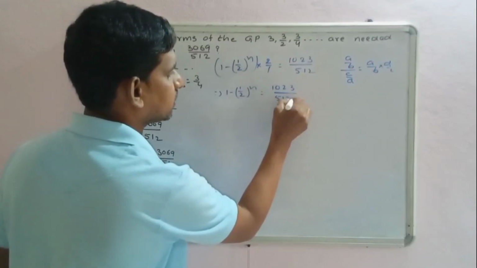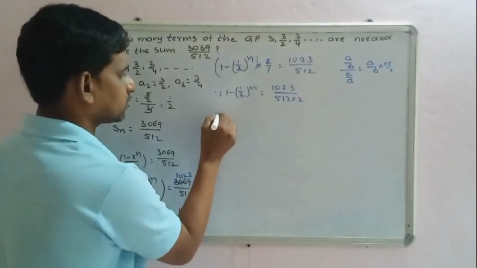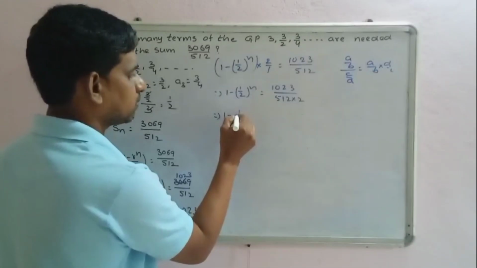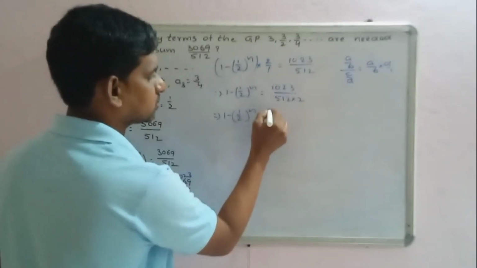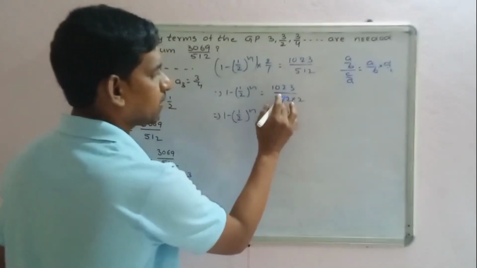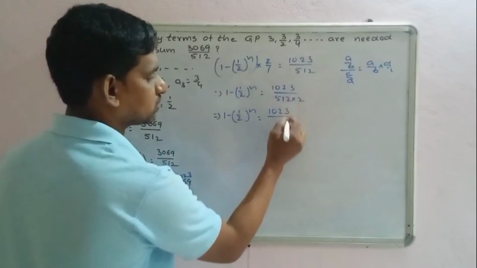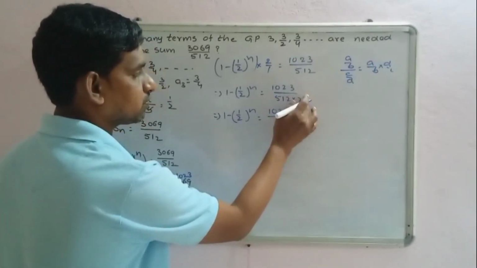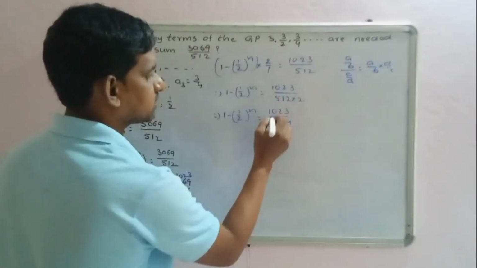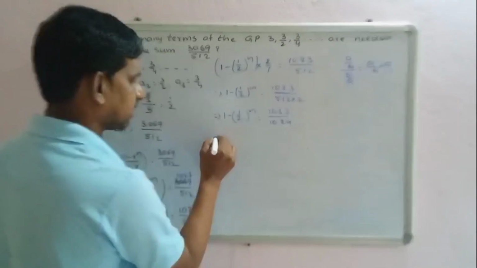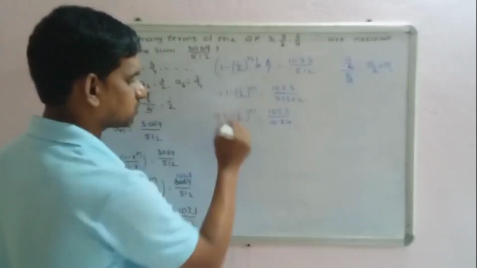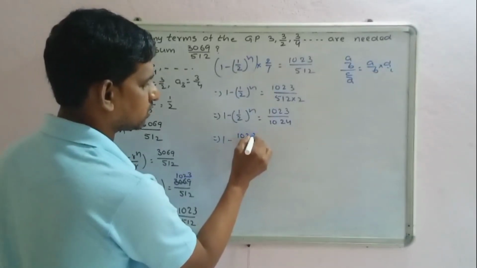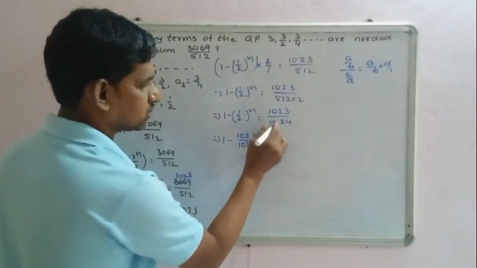That equals to 1 minus 1 by 2 power n equals to 1023 by 512. This time transpose the 2 to the right side, 512 into 2. Okay. That equals to 1 minus 1 by 2 power n equals to 1023 over 512 into 2, is 2 2s are 4, 2 1s are 2, 2 5s are 10, that equals to 1024. This time transpose the left side: 1 minus 1023 by 1024.